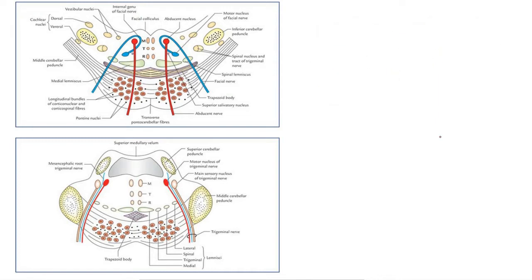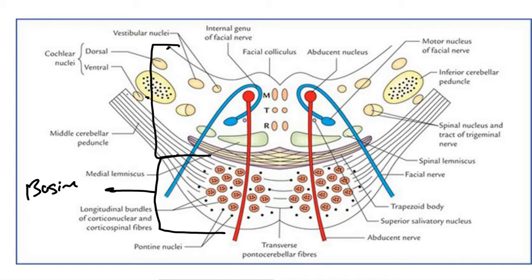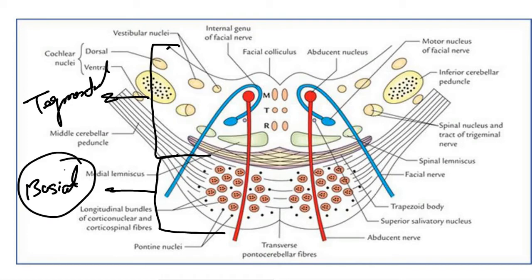Now we're going to see the internal structure of the pons. This is the lower section of the pons near the medulla. The whole pons is divided into two parts. This part is called the basilar part, and the rest is called the tegmental part. The basilar part is almost constant in the upper pons as well as the lower pons, so we will see it in only one cross section.